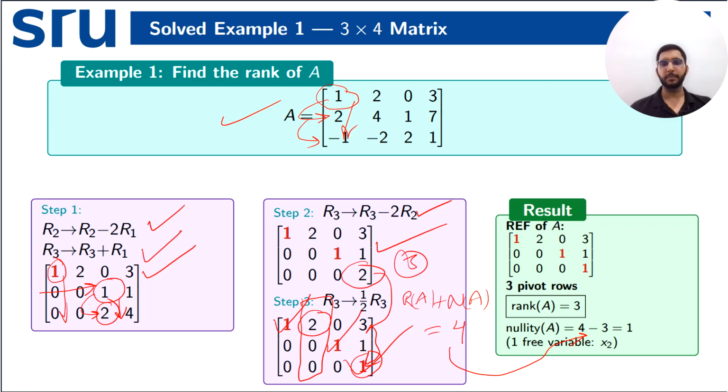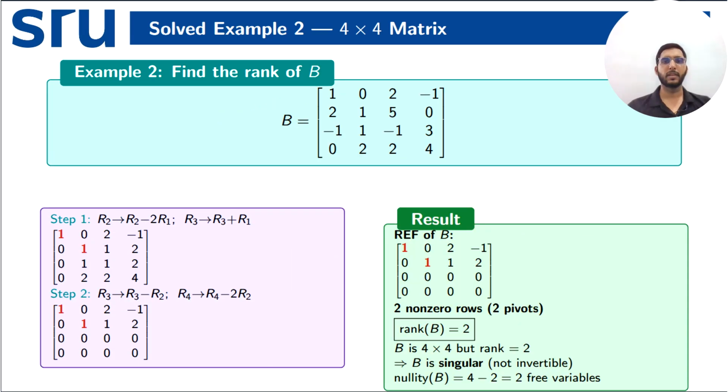Am I clear? Now let us see one more example of a 4 cross 4 matrix. Here the order is 4 cross 4. That means 4 rows are there and 4 columns are there. So let us start changing it into row echelon form so that we can find out the pivot entries and then the rank of the matrix.